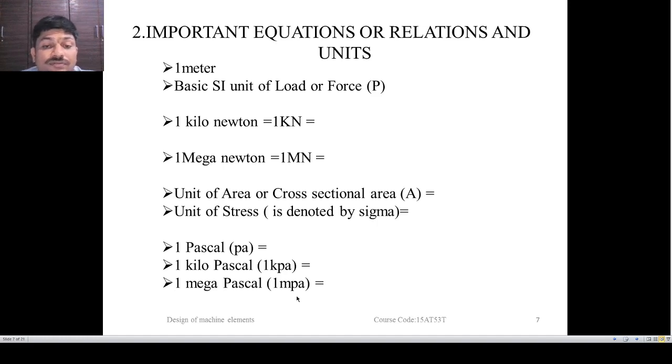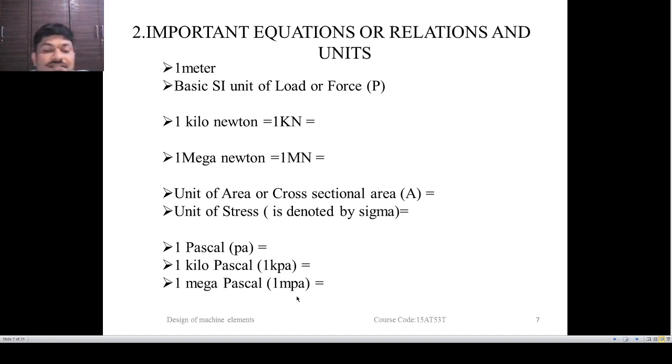Similarly, the unit of stress. Stress is nothing but force per unit cross sectional area, or it is also called the intensity of the internal resisting force offered by the body. So it is known as stress.